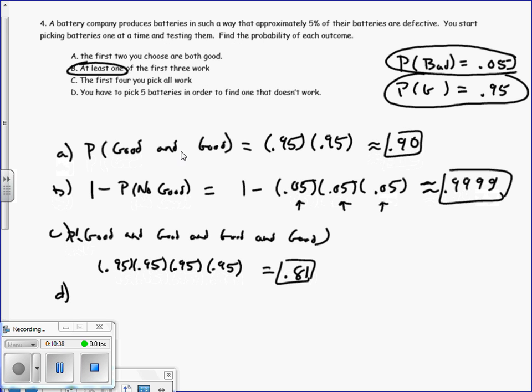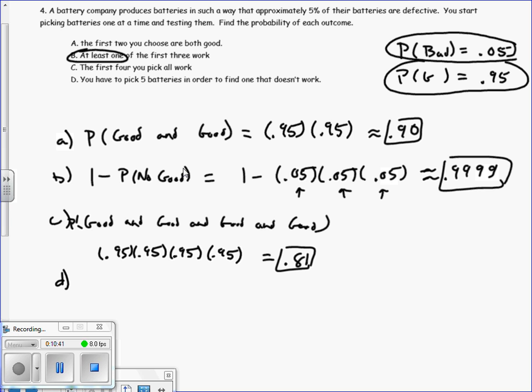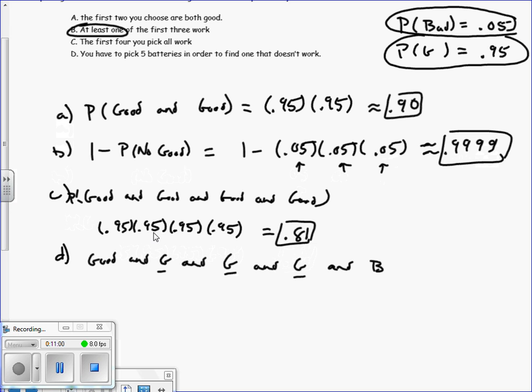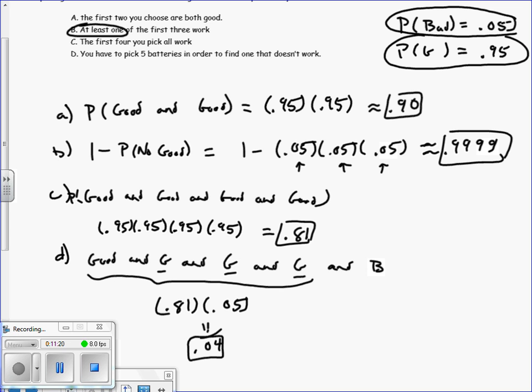what's the probability you have to pick 5 batteries in order to find one that doesn't work? So in other words, you get a good battery, and a good battery, and a good battery, and a good battery, right? That's 4, 1, 2, 3, 4, and the fifth one is bad. So really, I'm going to take advantage of the work I just did in part C. 4 goods in a row is right above us at 0.81, and I'm going to multiply that by 0.05. So 0.81 times 0.05. The probability that we get this particular order is 0.04.